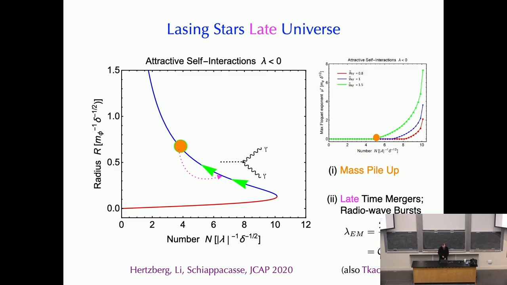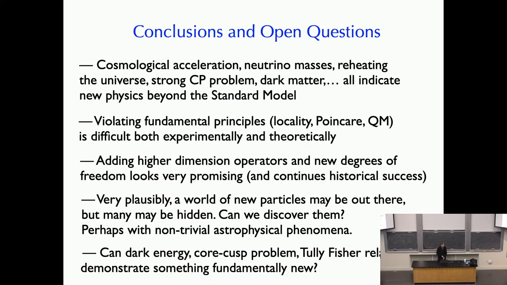Okay, I think I will skip this business about some other quantum aspects of things and just conclude. So I've said that cosmological acceleration, neutrino masses, reheating the universe, the strong CP problem, and dark matter all indicate new physics beyond the standard model. Violating fundamental principles, locality, Poincaré, and quantum mechanics is difficult both experimentally and theoretically, though perhaps it's possible.